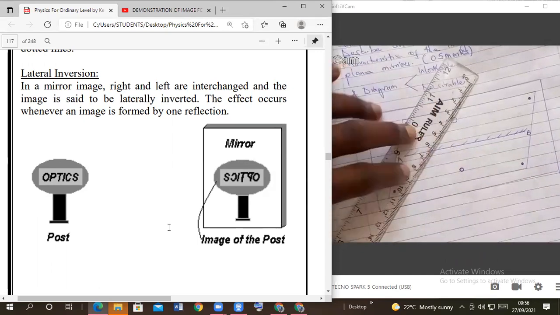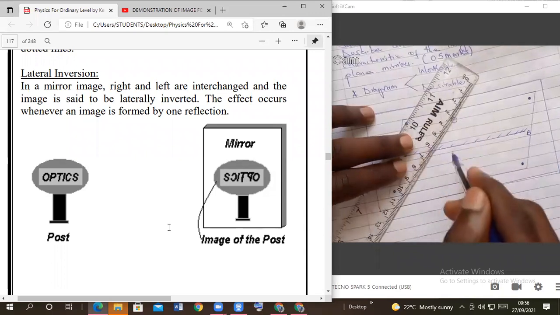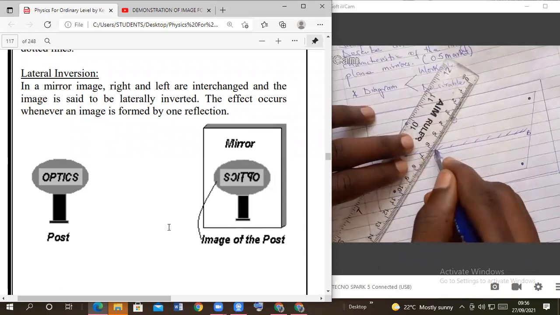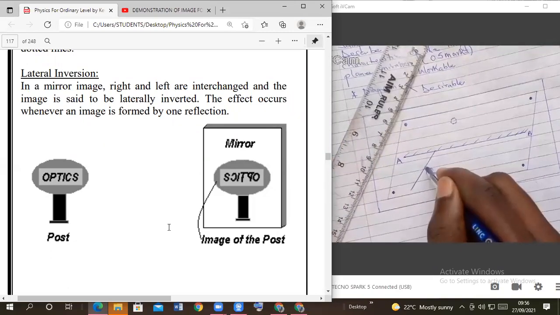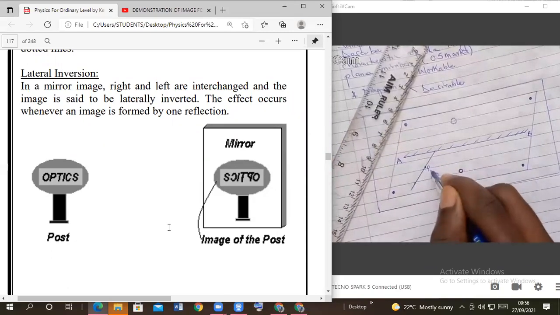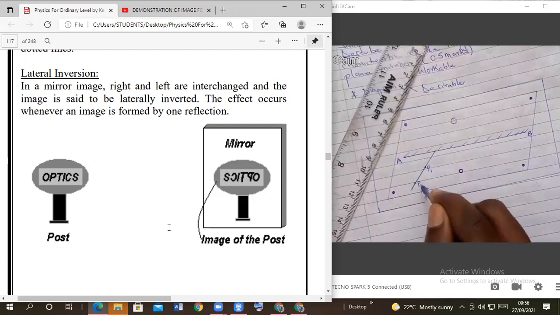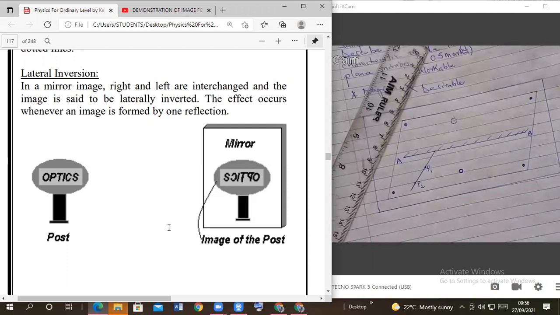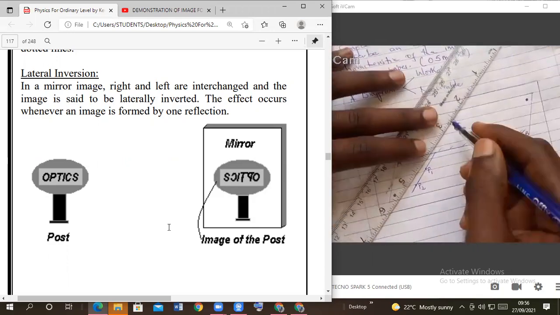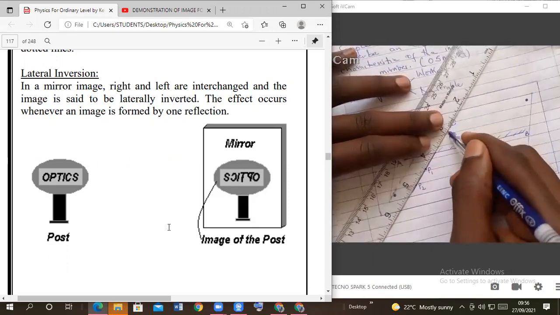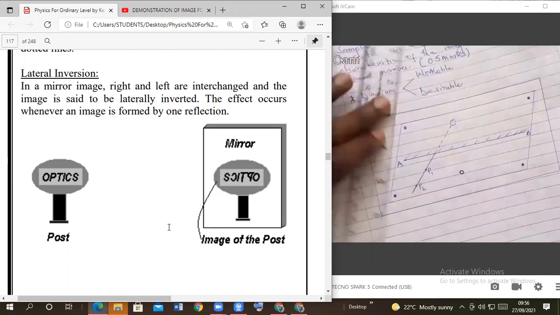I think I'm drawing mine. I think I'm coming out with a diagram. Yes, I put it like this. So these are pins. This is pin P1, then pin P2. Like that.